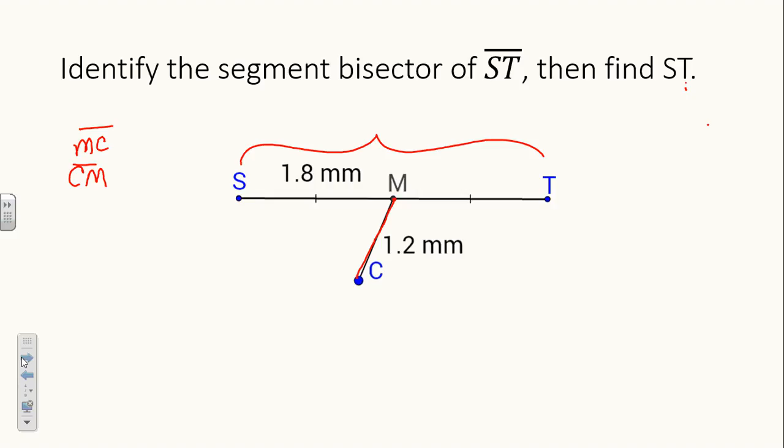Good. These are congruent segments, aren't they? So if this is 1.8, this is 1.8. If we add 1.8 to 1.8, we should have the whole length of ST. Is there another way we could have gotten that answer? So, yeah, multiply 1.8 by 2. They'll both get you the same answer, right? So 1.8 plus 1.8 is 3.6. 3.6 millimeters is the distance between S and T.